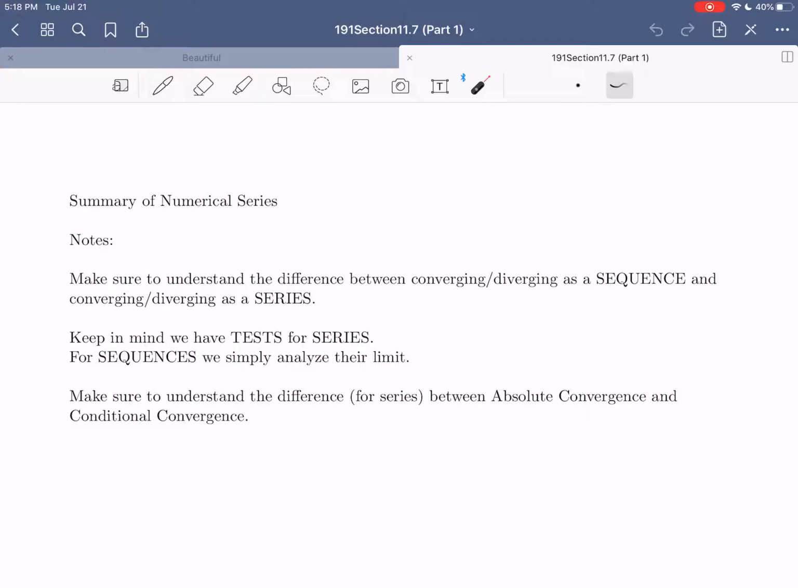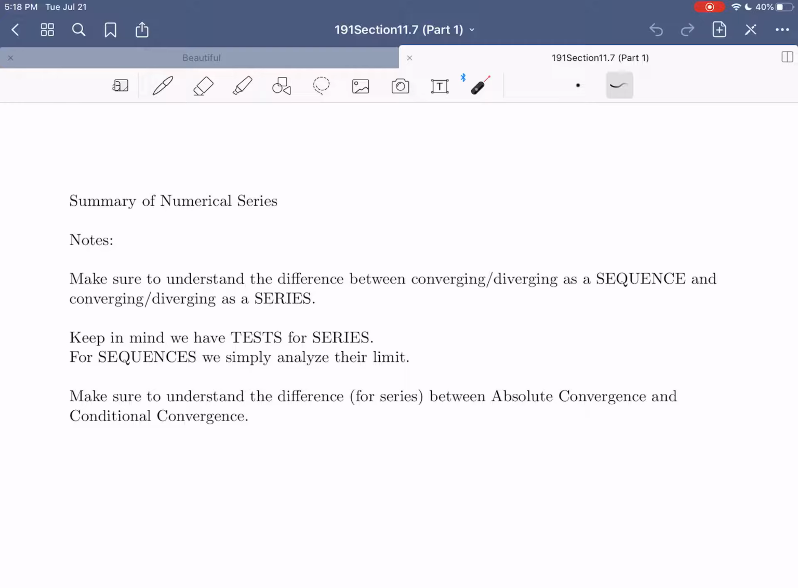Remember, most of our attention has been focused on series, from 11.2 all the way up to where we are now in 11.7. But of course, all series are based on sequences. So in this first part of this summary, we're not going to introduce any new concepts. We're just going to do a quick review of making sure that we understand some of the similarities and differences between discussing the behavior of sequences and discussing the behavior of series.